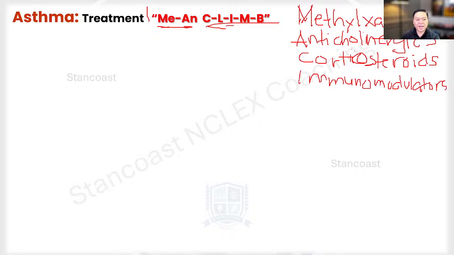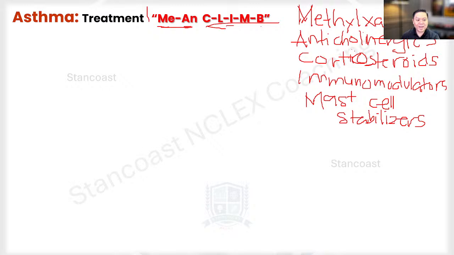And then we also have the M. What is that M? So that actually is going to represent the mast cell stabilizers. We have that represented by the cromolyn sodium, okay? Mast cell stabilizer. Don't worry, guys, I'll be explaining each classification in a moment.